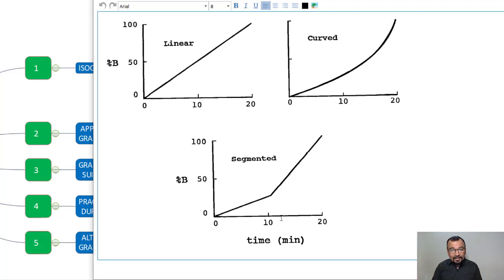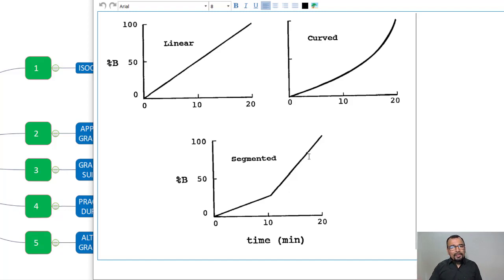In the case of segmented, the rate of increase of B is at two different figures. So at the beginning, you can set a slower rate of increase up to some point, let us say up to 10 minutes. And after 10 minutes, you can give a higher rate of increment in the proportion of B.